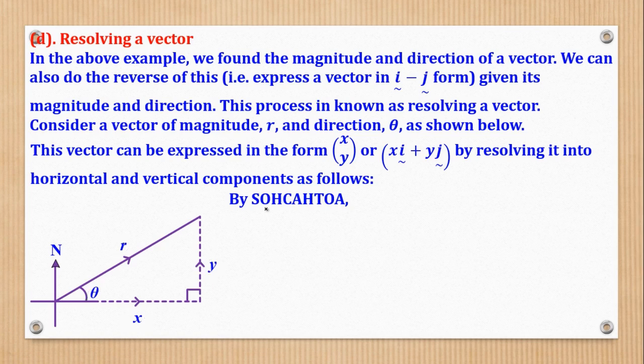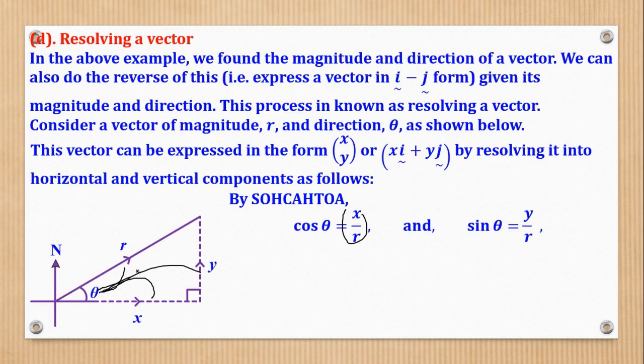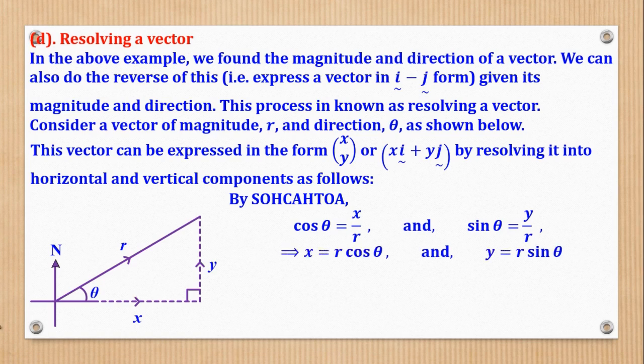With that, you need to remember SOHCAHTOA. SOHCAHTOA means sine is opposite over hypotenuse, cos is adjacent over hypotenuse, and tan is opposite over adjacent. So if I want to get cos, it will be adjacent over hypotenuse, which is x over r. If I want to get sine, it is opposite over hypotenuse, which is y over r. Therefore, I want to make x the subject and y the subject. So here I'll make x the subject to come up with this by taking this on this side. And here I'll make y the subject by taking this on this side to come up with this.